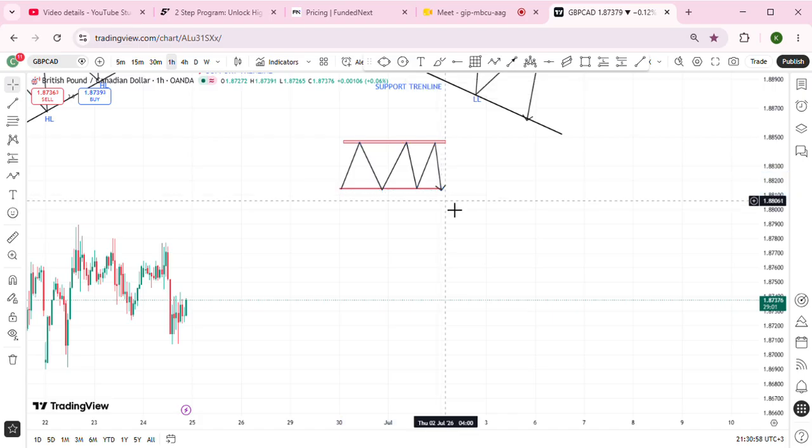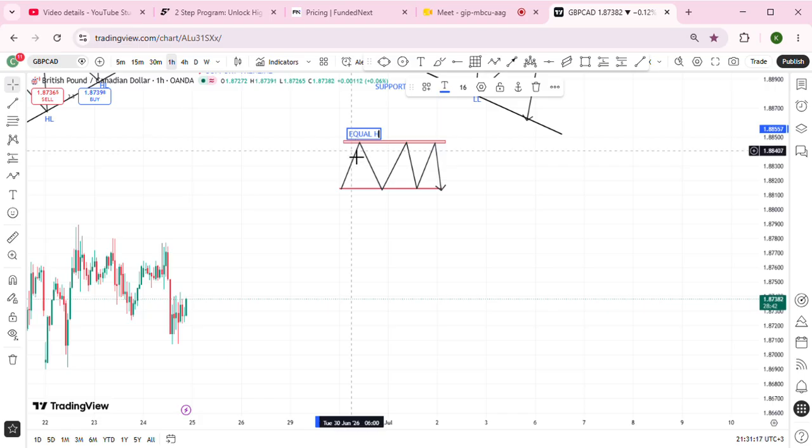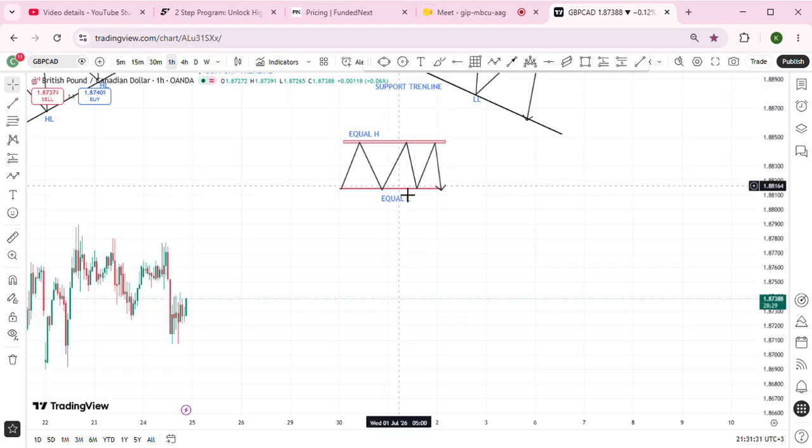Remember, we said a consolidation has different names. It can be called a consolidation, a ranging market, or a sideways market. The market is giving you what? Equal highs, and also it will be giving you equal lows. So that is how the market will be looking if it's a consolidation.